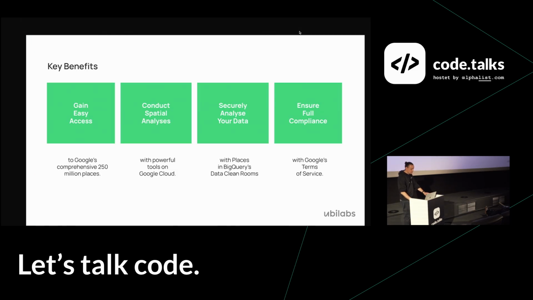Okay. The key benefit is that you now have easy access to all the 250 million places in Google. It's also worth mentioning that this data is always up to date, so you don't have to copy over the data. When you access this in BigQuery, you instantly get all the updates. You can conduct spatial analysis with a lot of Google Cloud tools. There's also now a Geospatial Explorer in BigQuery itself, so you can run these queries and visualize this on the fly in the Cloud Console.